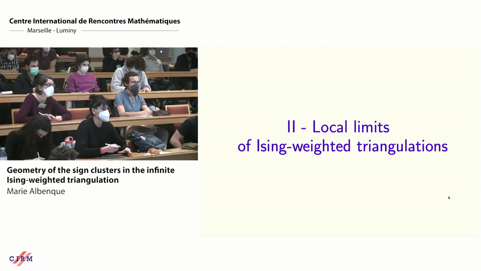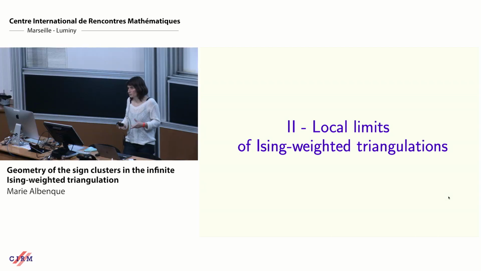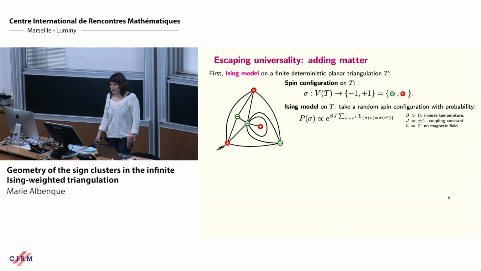In more physical terms, it's called coupled gravity with matter. Gravity is going to be the random map, and the matter is going to be the statistical physics model. So that's why I'm going to define now a statistical physics model on my maps, which is the Ising model.